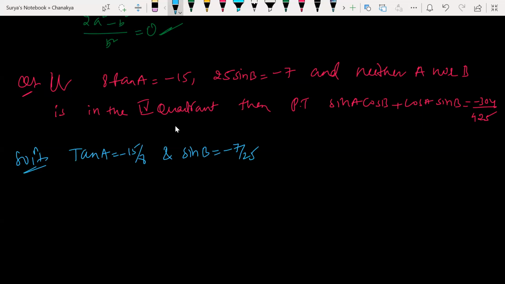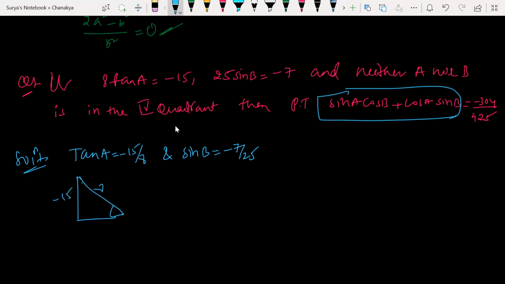This is what he has given. Okay, so now I know tan A. Can I find out sin A from the right angle triangle? Yes, sir, you can. So what is the sin A here? Tan A is nothing but opposite by adjacent. So what is the adjacent here? 8 itself.